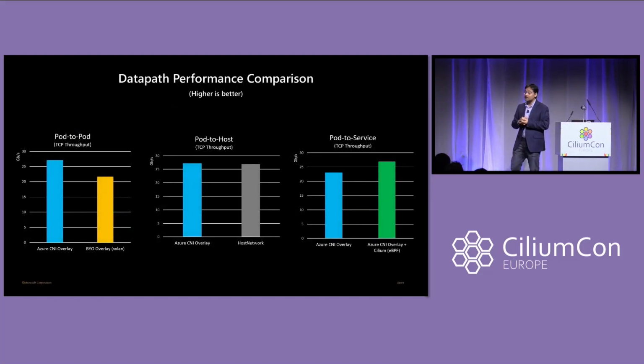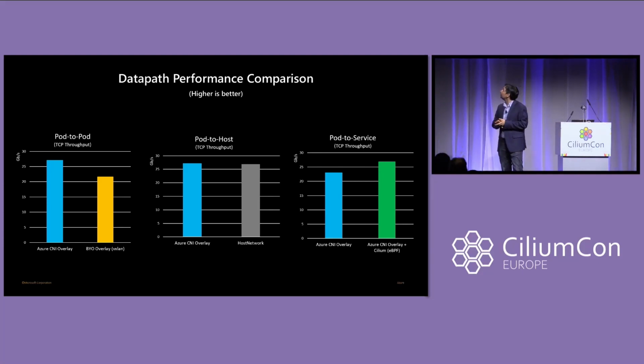Let's look at the performance comparison of Azure CNI overlay compared to some other overlay solutions that are existing out in the marketplace. So the graph on the right here shows the pod-to-pod throughput for Azure CNI overlay, comparing that to bring your own overlay, which is a typical VXLAN-based overlay. As you can see, we see about 20% improvement using Azure CNI overlay compared to using an overlay that's completely on top and not integrated with the rest of the Azure platform.